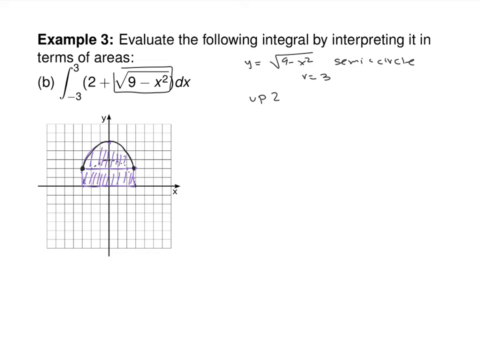Yeah. Because that goes -3 to 3 this time? Okay. So what is the area of that rectangle? 2 by 6, okay. So 12 plus 1/2 pi times 3 squared. So 12 plus 9 pi over 2, I believe.